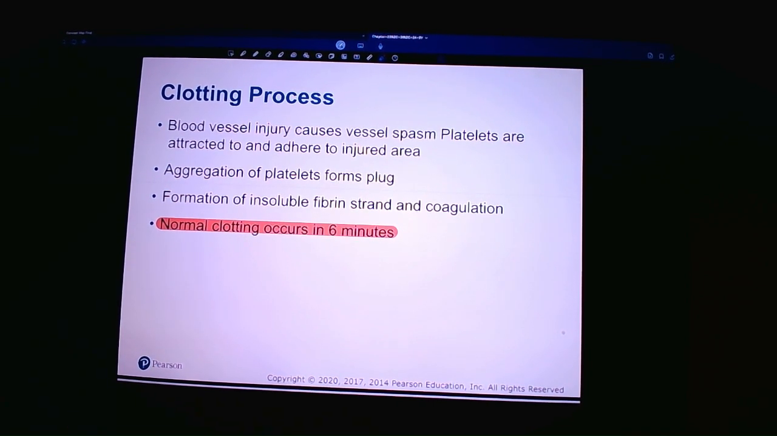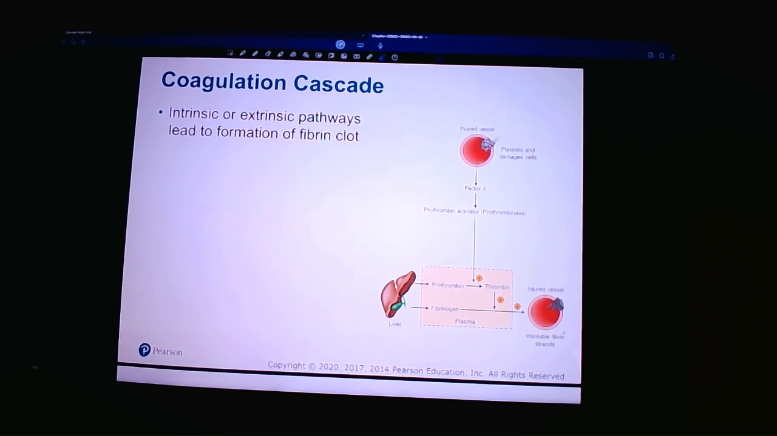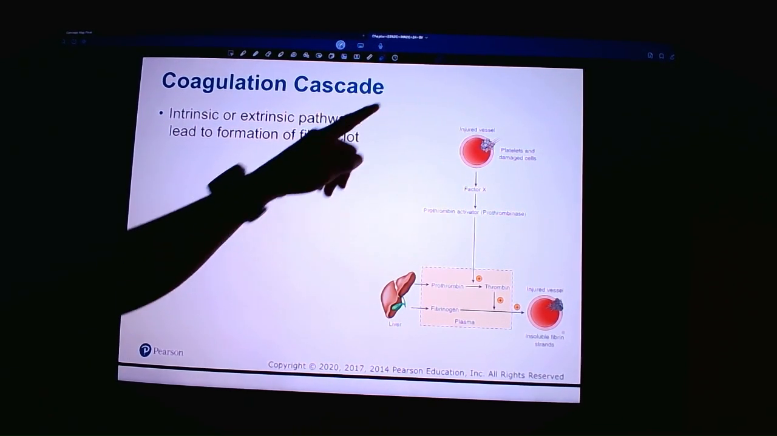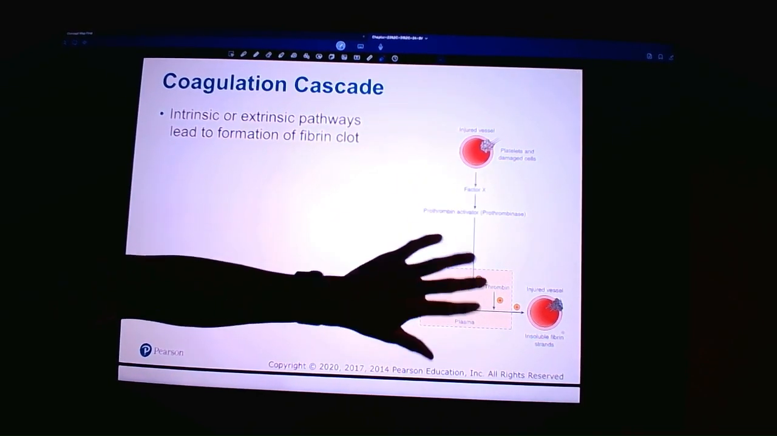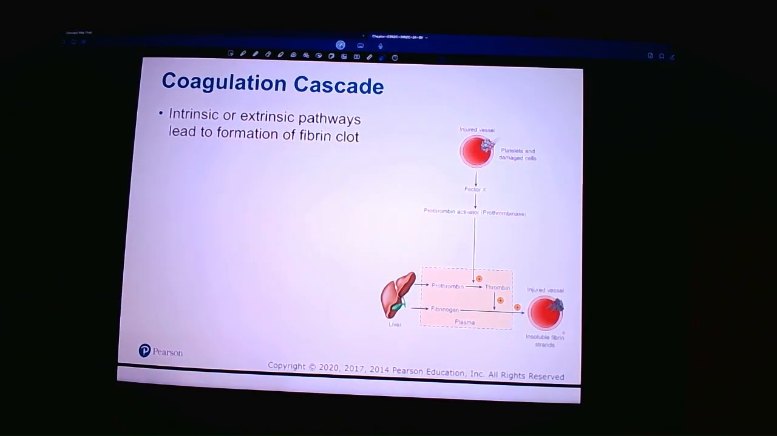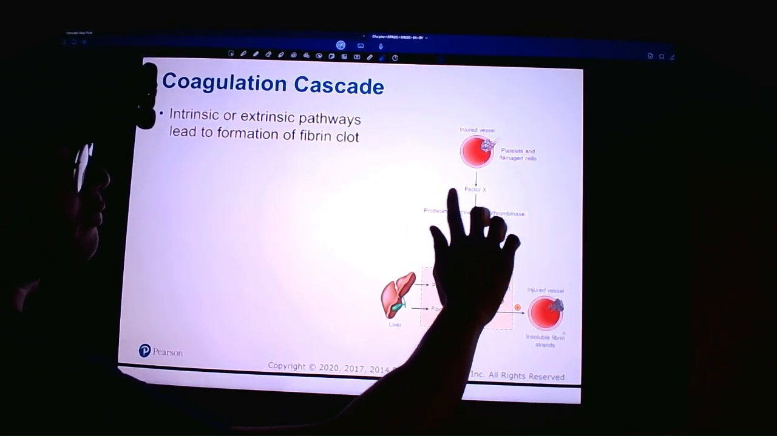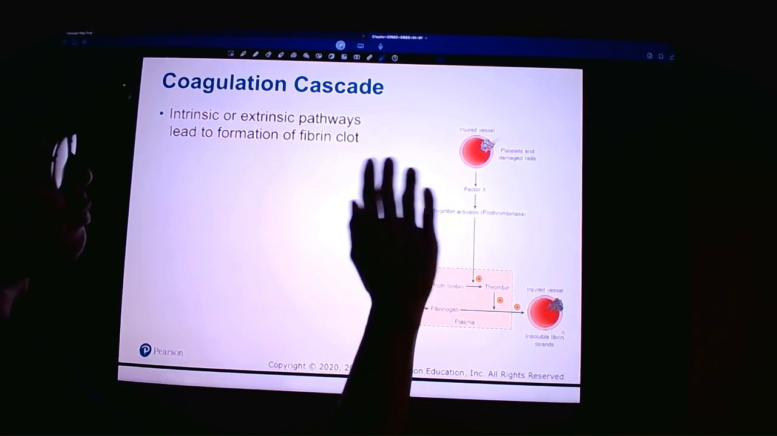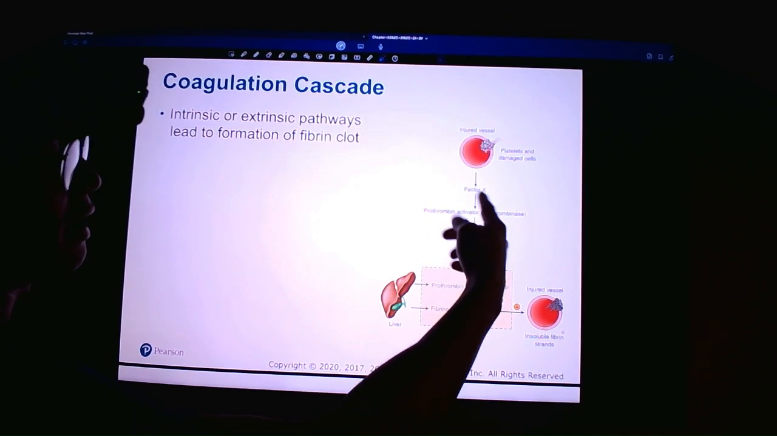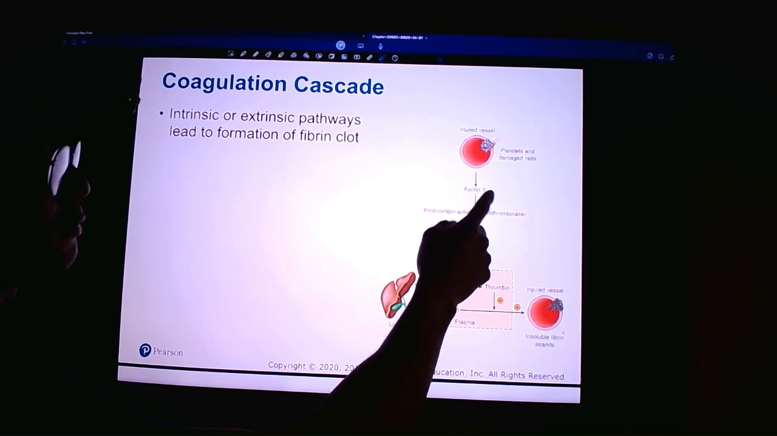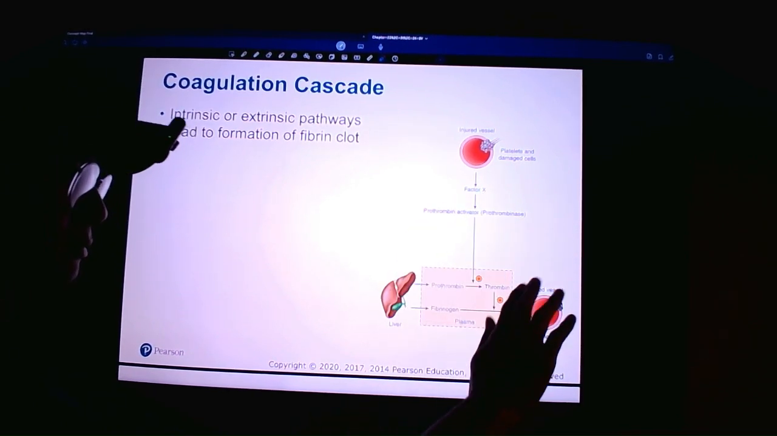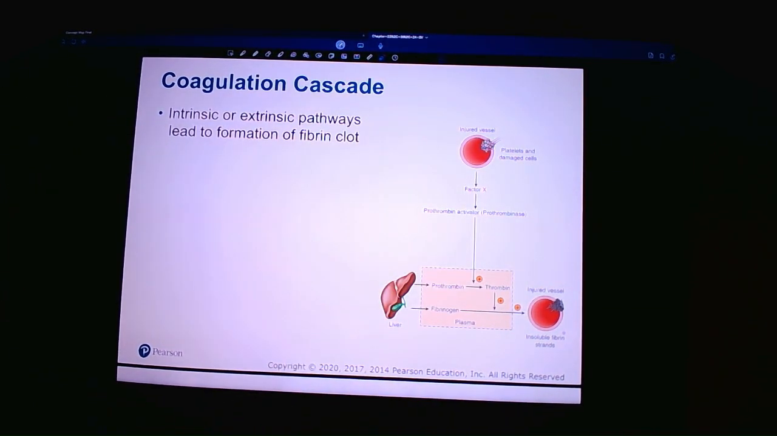Normal clotting time is 6 minutes. That's generally it. This is more just talking about the cascade. There are so many different steps that occur in all this, very complicated. But the only one we really need to know from here is factor X, because there's a specific drug that affects factor Xa, which I would imagine has to do with factor X. But we'll touch on that later.